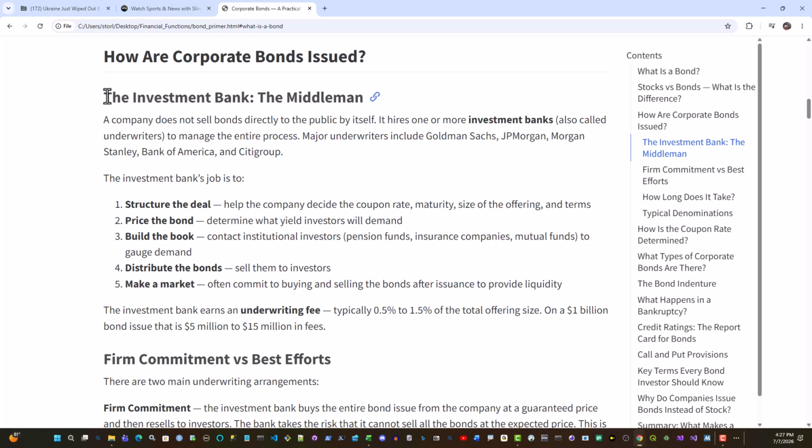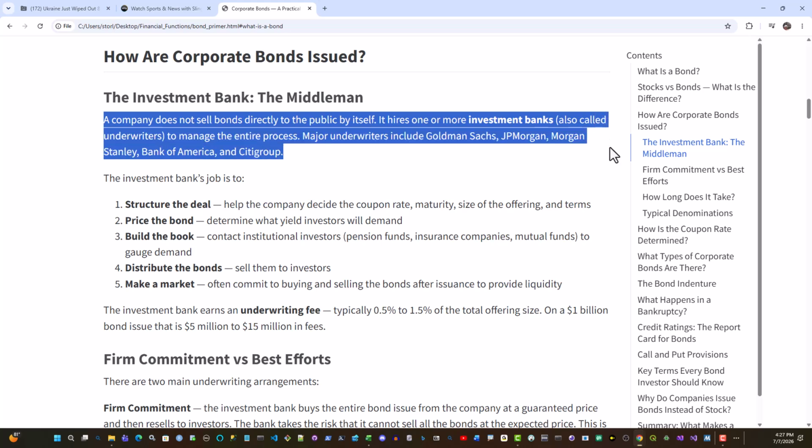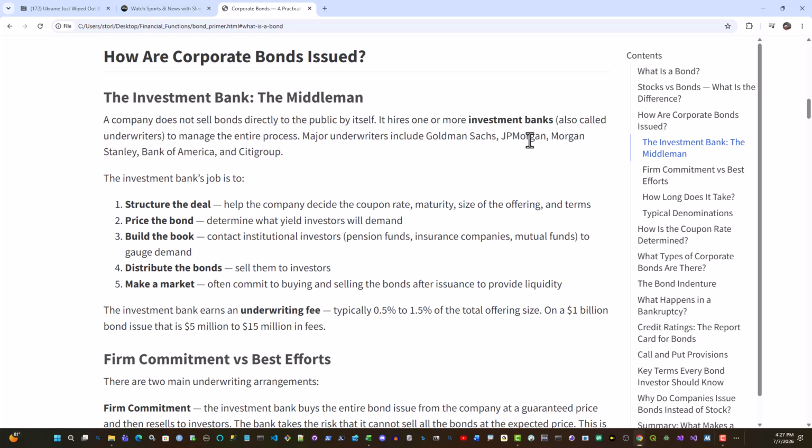Okay, so how do you issue corporate bonds? Well, you typically use an investment bank. That's the middleman, okay? So the company doesn't sell it directly. They typically hire an investment bank like Goldman Sachs, JP Morgan, Morgan Stanley, Bank of America, or Citigroup. Their task is to structure a deal and price the bonds, and when I say price the bond, it's to figure out what is the going yield rate, meaning what is the going market rate for similar bond issues.